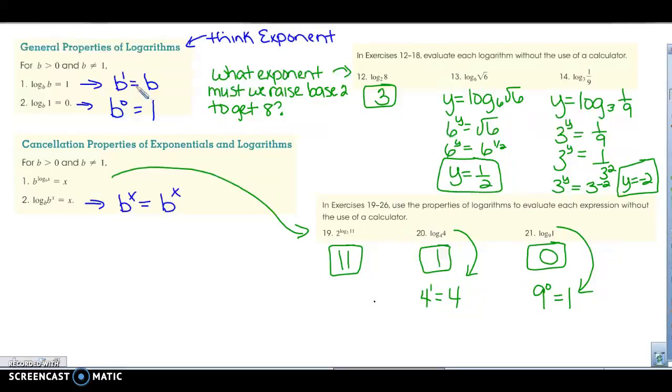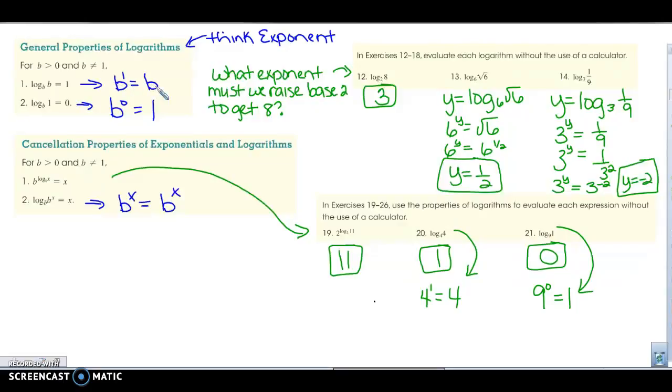Now taking a look at some general properties involving logarithms. Remember to think exponent and think about the exponent rules that you're already familiar with. So here this is saying log base b of b equals 1. Well, if I write this in exponential form, we're just simply saying base b raised to the power of 1 equals the result of b.